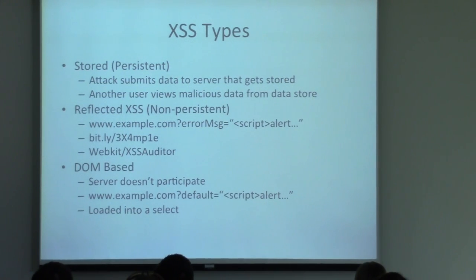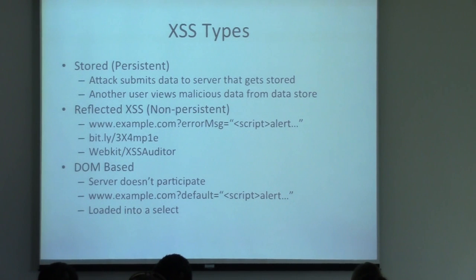So a couple quick types of XSS. The one we just looked at was called a stored or a persistent XSS. There's two others. There's reflected, non-persistent. This is usually done through like a URL message. So like you have an error message page. So like if something goes wrong on the server, it'll just send this back and this message gets reflected.